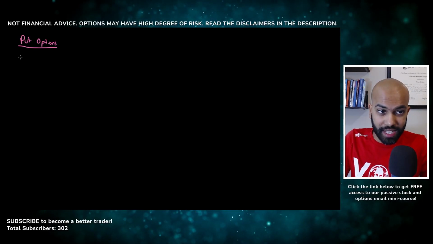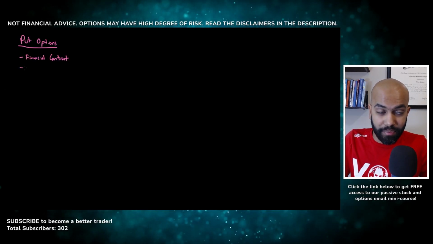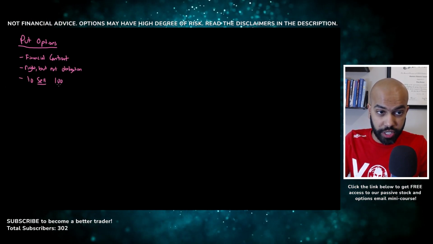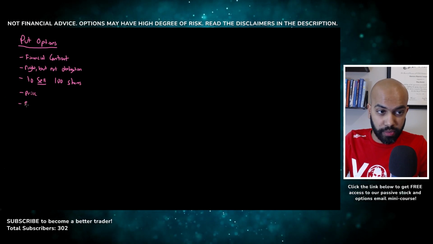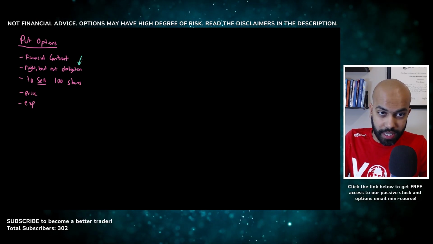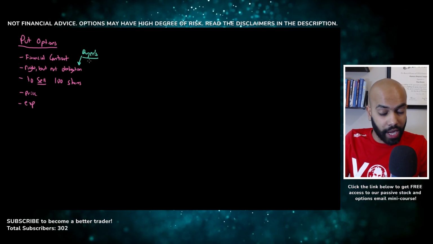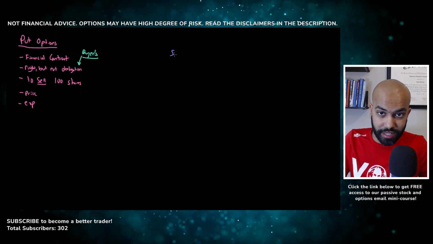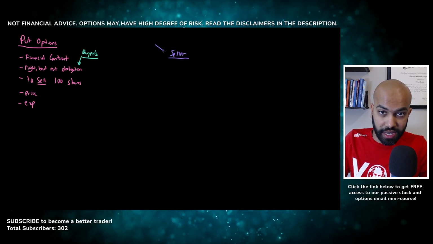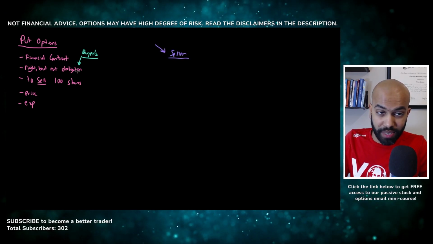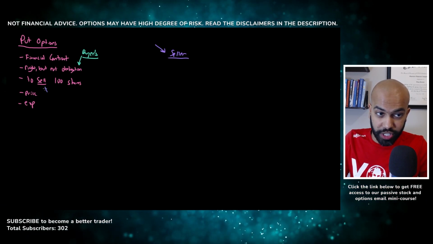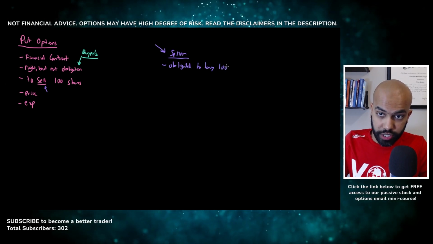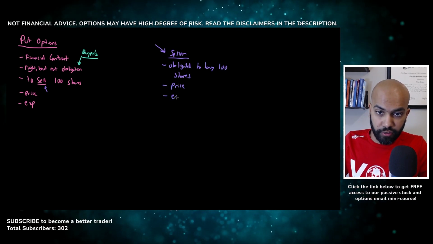So a put option is a financial contract that gives the buyer the right, but not the obligation, to sell 100 shares at a certain price on or before an expiration date. So this is from the buyer's perspective. Now, if you remember, every transaction has both the buyer and the seller side. So in this video, we're going to talk specifically about the seller. If the buyer gets the right, but not the obligation to sell 100 shares, that means the seller is actually obligated to buy 100 shares at a certain price on or before an expiration date.